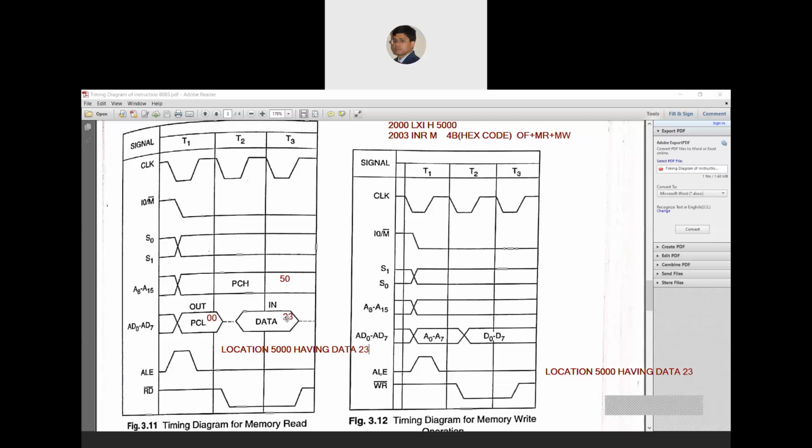Then your data is increased by 1, so the data will become 24. That 24 data has to be written again at the same location. Same location means this is your PCH, and this value will be 50. This is your PCL, and this value is 00, and this is your data, that is 24, the new data.